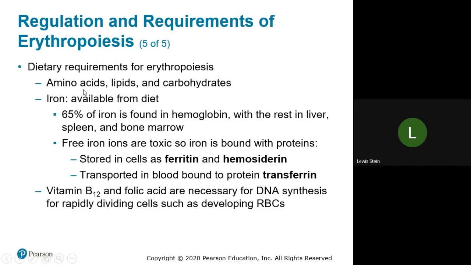Okay, so all the stuff you need to have: iron from your diet. 65% of iron is found in hemoglobin, the rest in these other areas. Free iron ions are toxic, so they're stored in these iron protein compounds.